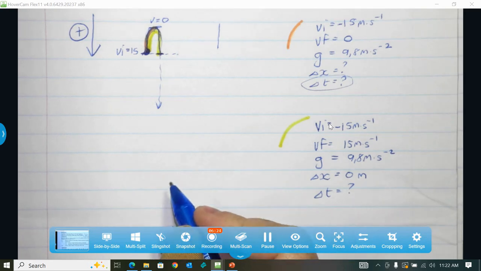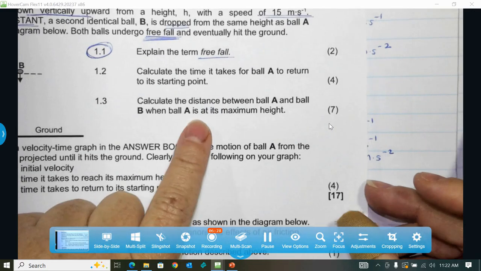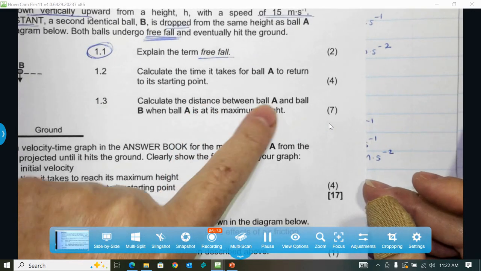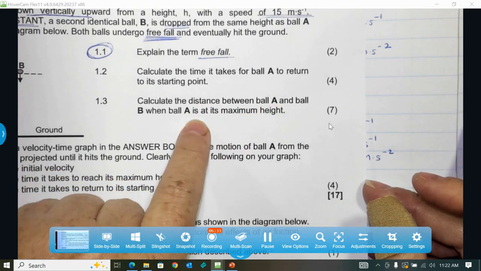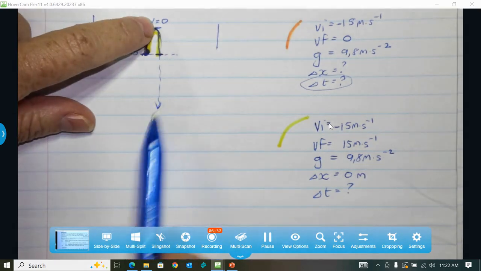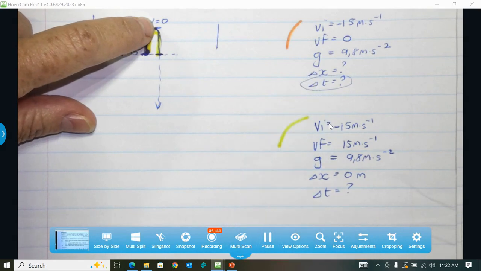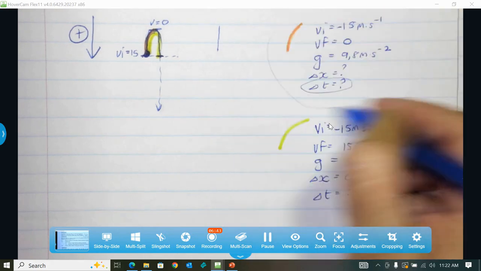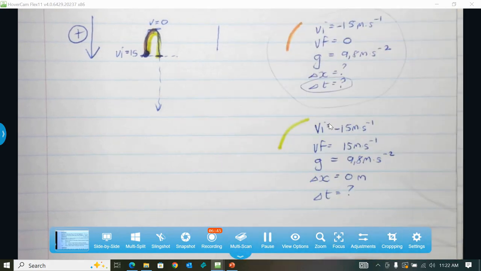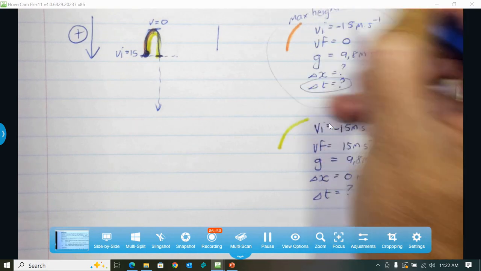Right, I'm just going to do a little trick. Sorry, I just want to look at the next question. Calculate the distance between ball A and B when A is at its maximum height. Do you agree that's there? So I'm actually going to go orange. I can see I'm going to need orange stuff later on. So I'm going to work with this orange part because that's at the maximum height, just to make my life easier.